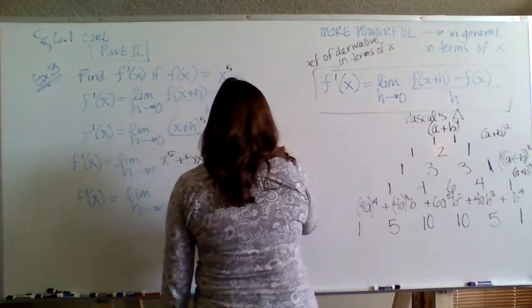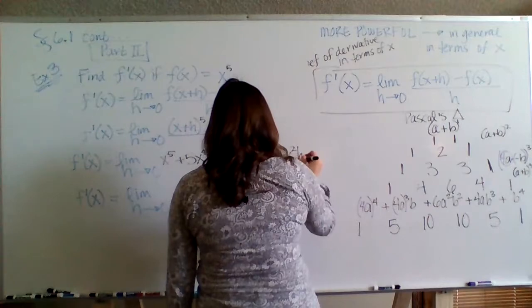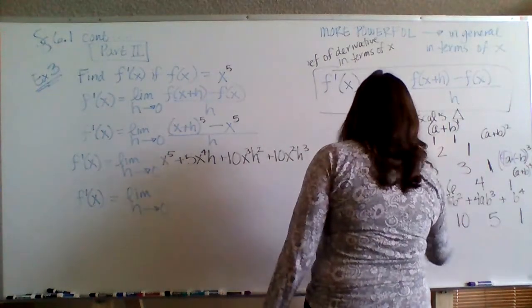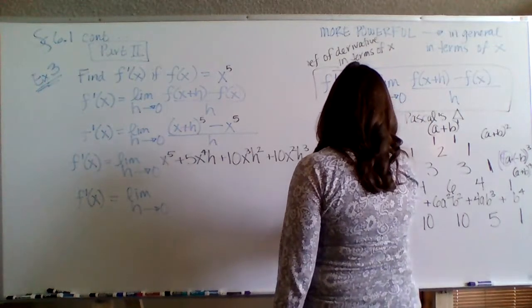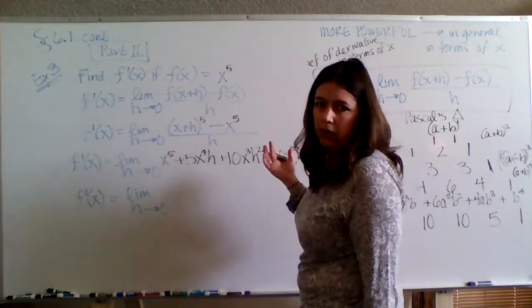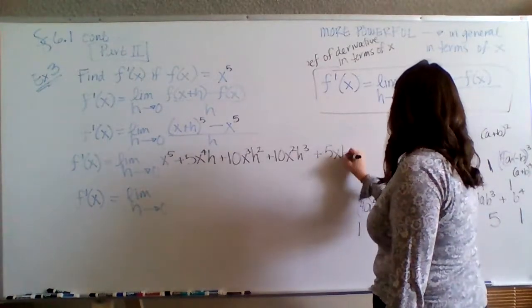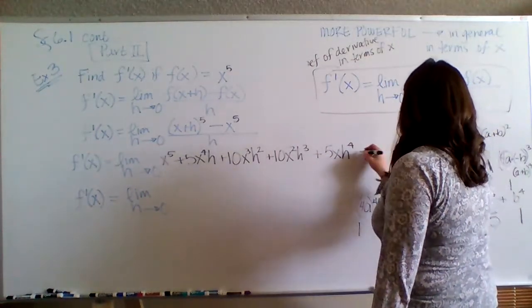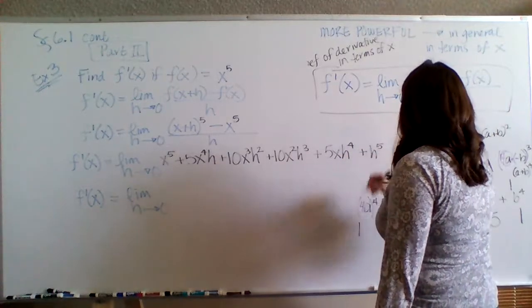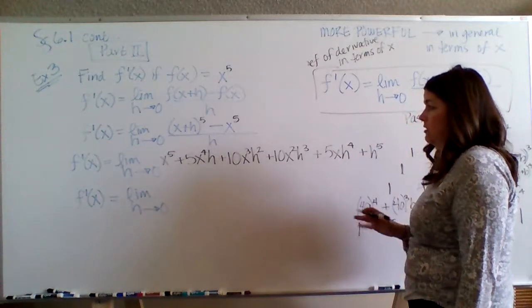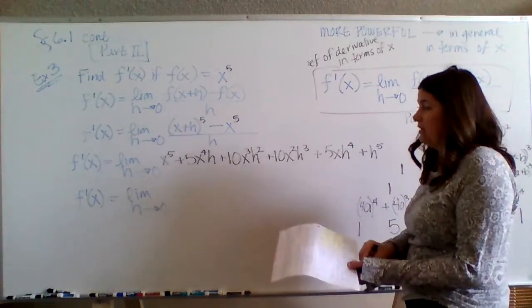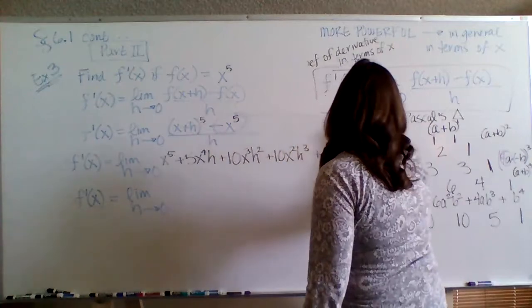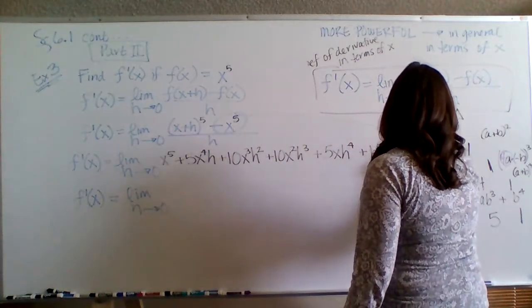Oh, plus another 10. 10x squared h cubed, right? Coming down in power on the x's, going up in power on the h's. Plus 5x to the first, which we're not going to write as x to the first, we're just going to write x, and go up in power for h to the fourth. Plus 1, and the 1 just means h to the fifth, 1h to the fifth. So that's just the Pascal's triangle part. But then we have, don't forget this guy, minus x to the fifth power.